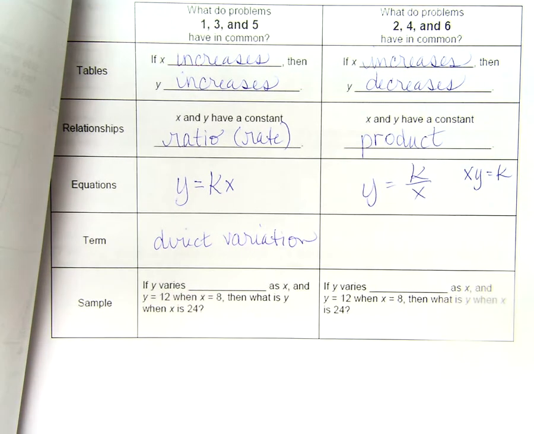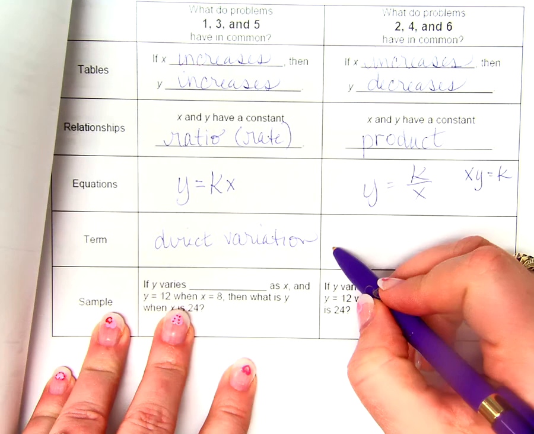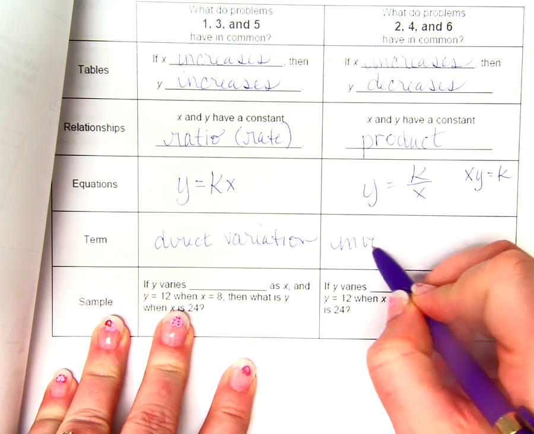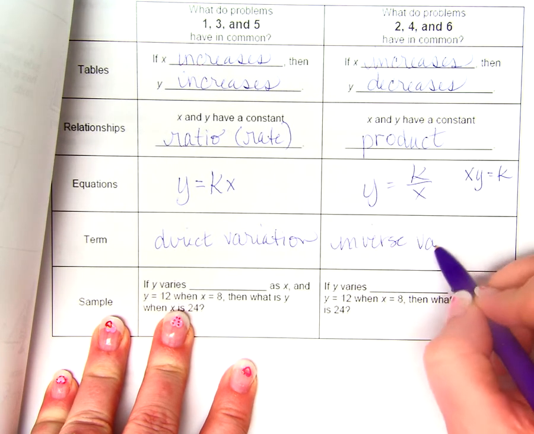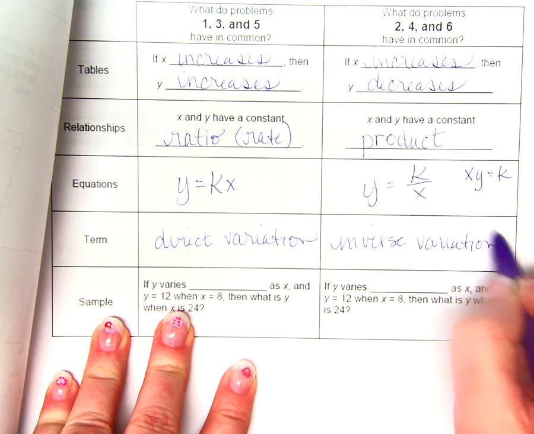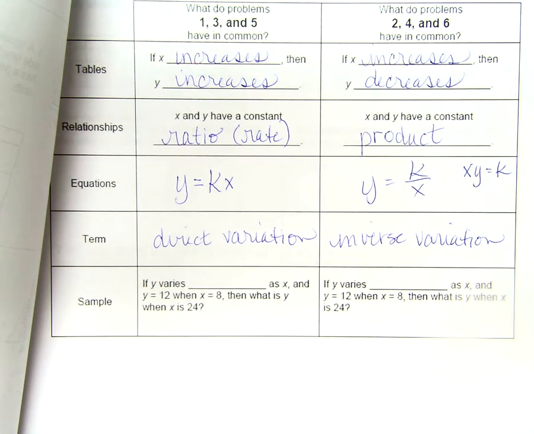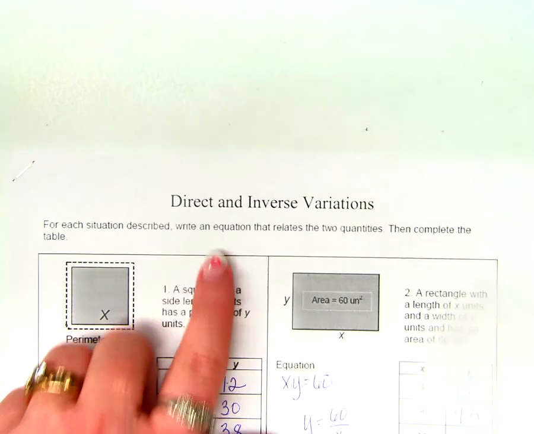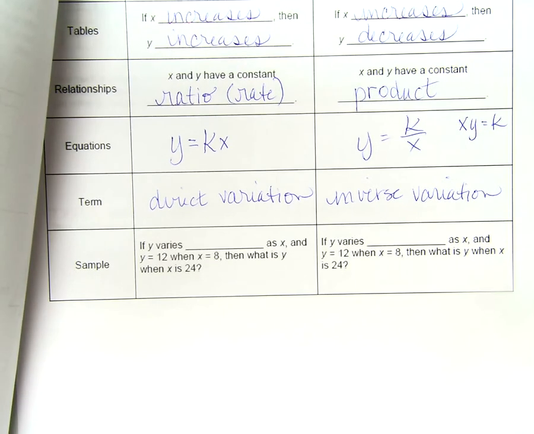That one's called direct variation. Okay? What's the other one called? Inverse variation. You knew that right off the top of your head? How'd you know it was called that? Oh, the title? Yeah? Direct and inverse variations? How else did you know we were talking about direct and inverse variation today?